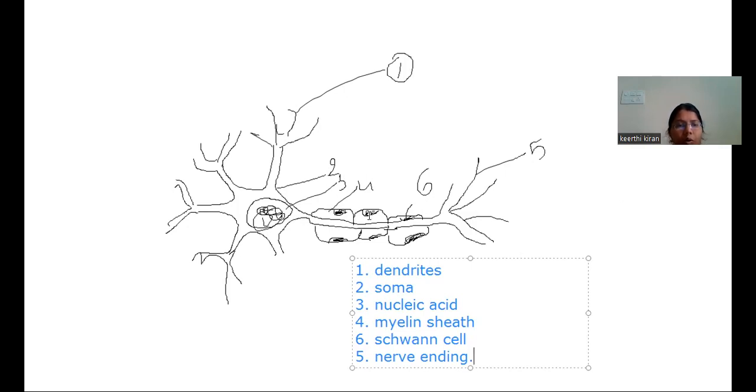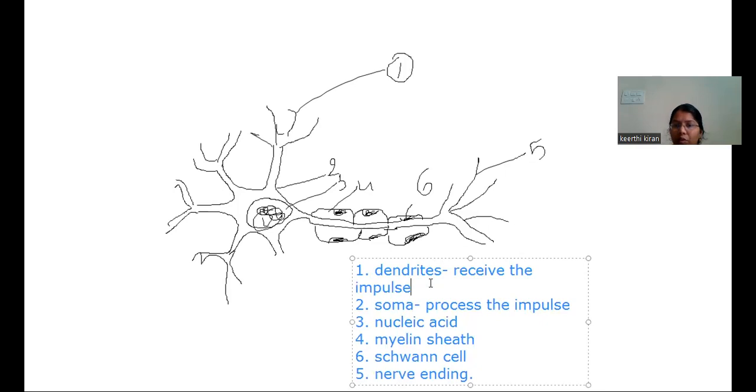Then dendrites, what will they do? They will receive the impulses from the other neurons. See here, these dendrites, these branches, they will receive the impulses from the other neurons. And the cyton or the soma will process the impulse. Dendrites will receive the impulses, and the cyton will process them.